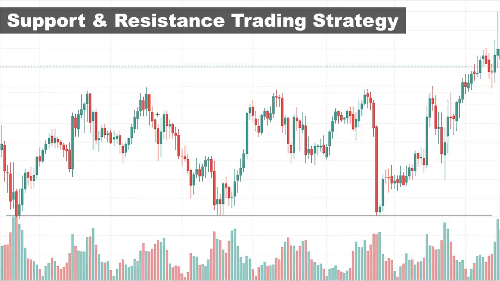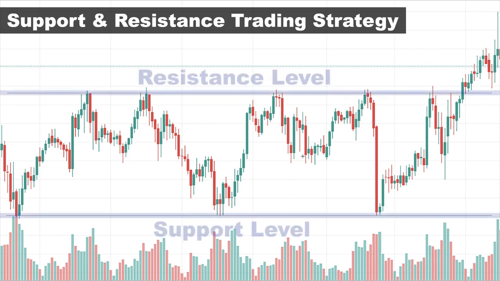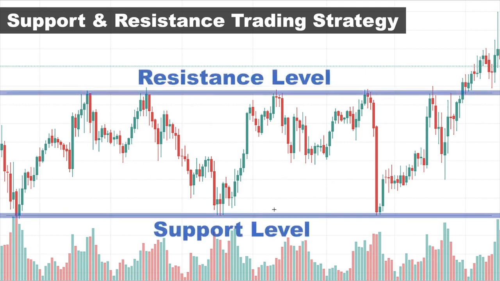All right, let's begin with the first one, support and resistance trading strategy. Let me explain very shortly about support and resistance, because support and resistance levels are the most important concepts in technical analysis, and they are the base for most other concepts like trends, patterns, tools, and many trading strategies. Support and resistance levels are areas where the forces of supply and demand meet. There is a balance and a trade-off between the forces of buyers and sellers in these levels.